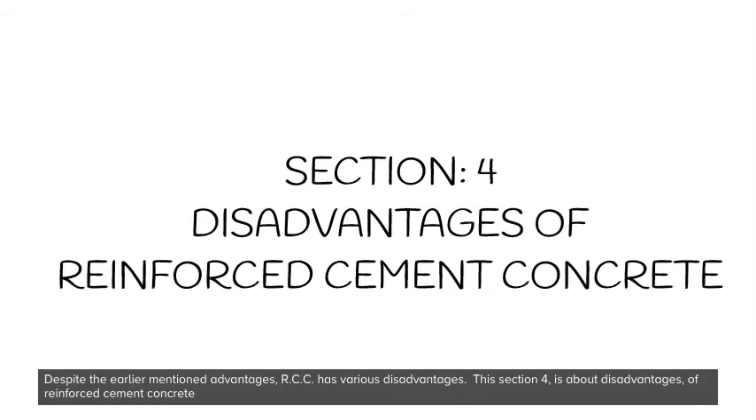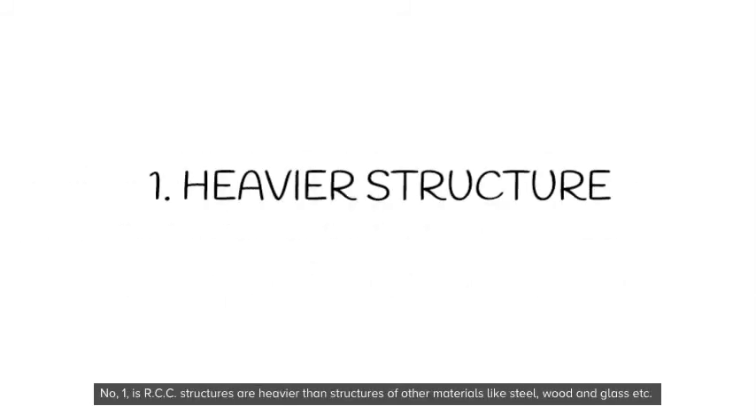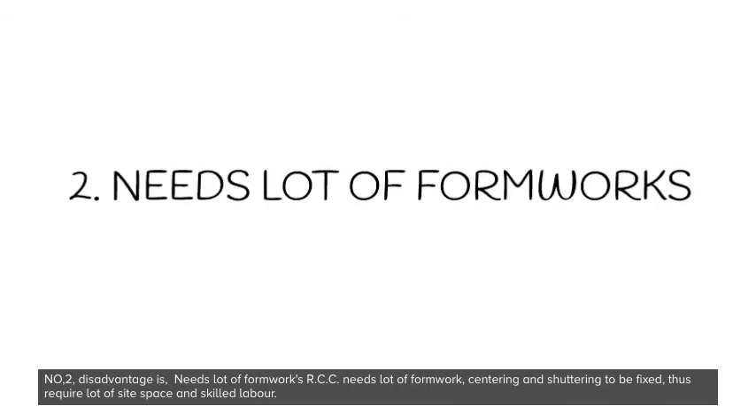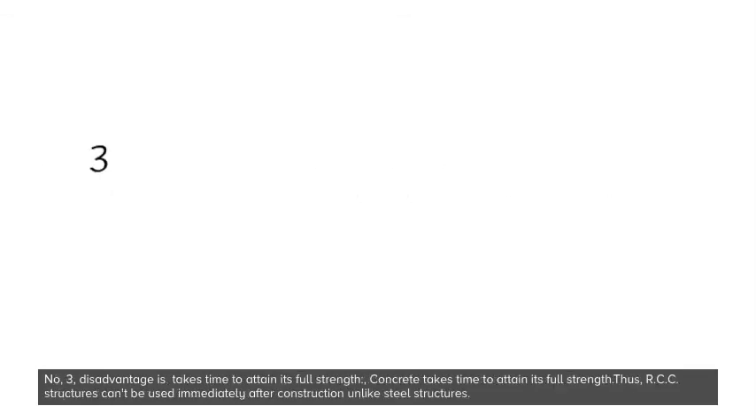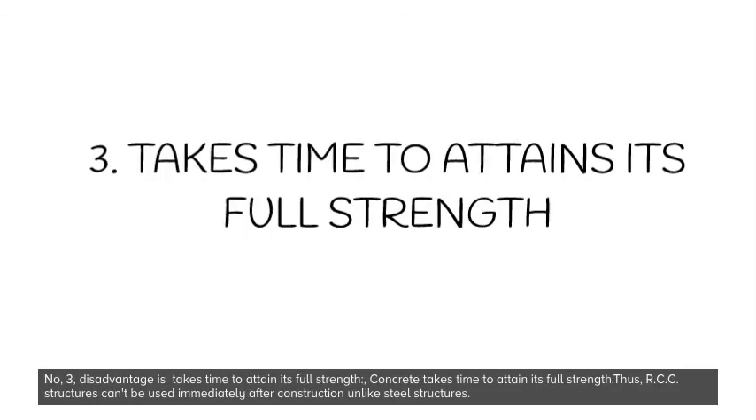This section is about disadvantages of reinforced cement concrete. Number 1, RCC structures are heavier than structures of other materials like steel, wood and glass, etc. Number 2 disadvantage: needs lot of form work. RCC needs lot of form work, centering and shuttering to be fixed, thus requires lot of site space and skilled labor. Number 3 disadvantage is takes time to attain its full strength. Concrete takes time to attain its full strength. Thus, RCC structures can't be used immediately after construction unlike steel structures.